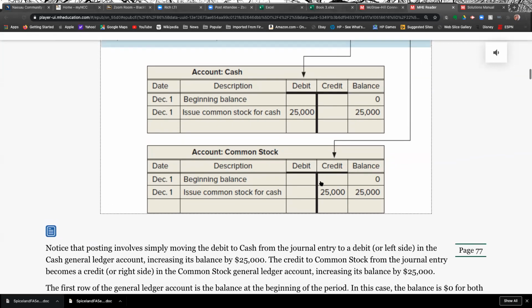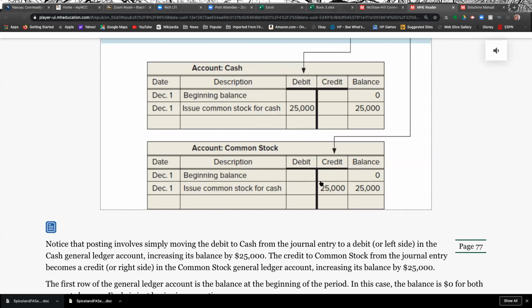Okay. Right now, the accounts are very important. The accounts are where you're going to go to get the numbers to put on your financial statements. But the problem with the accounts is that they only show you one side of the transaction.